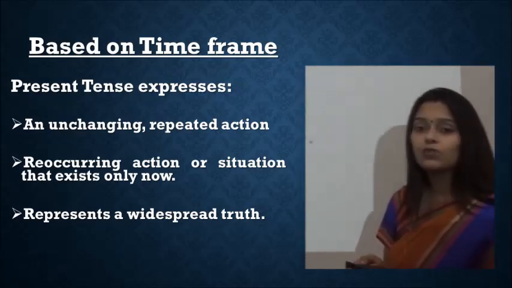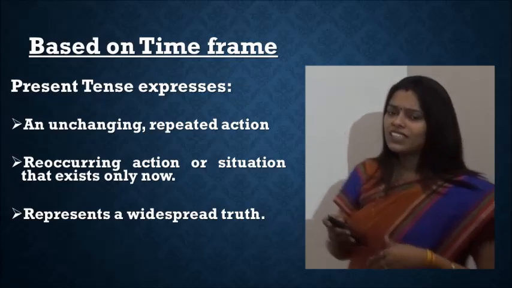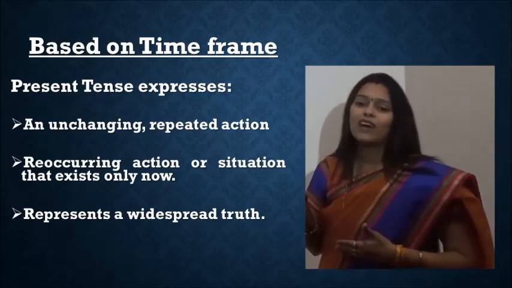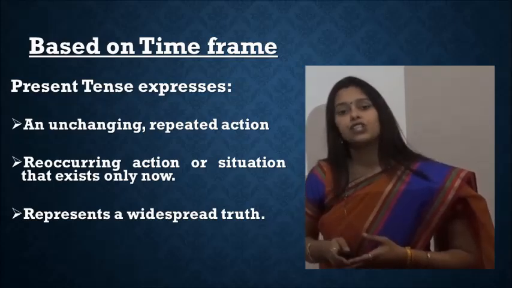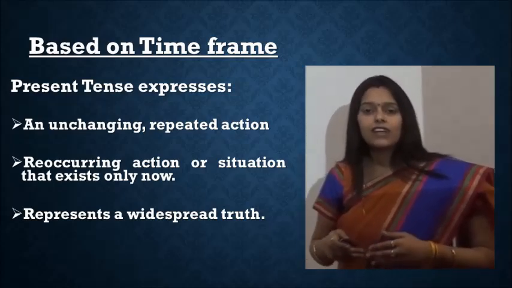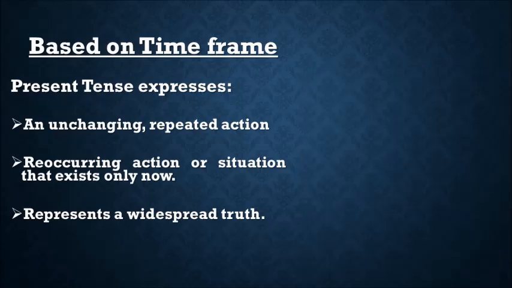Moving on to the next one, that is a reoccurring action or situation. The action that is reoccurring again and again represents a widespread truth, a universal truth, that I have already told you. For example, if I say the sun rises in the east, I would not say that the sun will rise in the east or the sun rose in the east. It is a universal truth. So we have to write, the sun rises in the east.